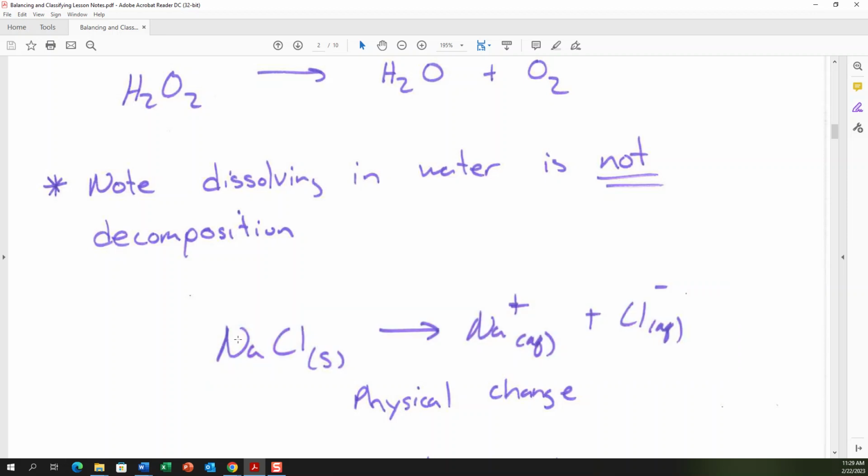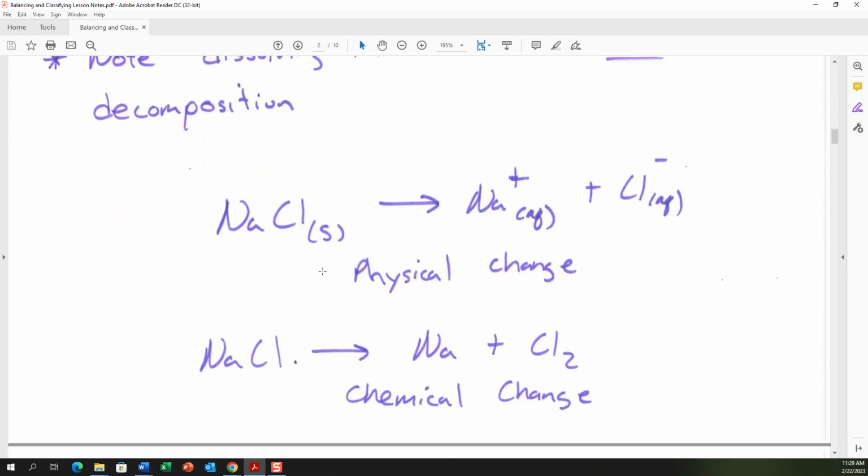And notice, it's just sodium ions, chloride ions. If this were decomposition, it would have to be sodium, not +1, just neutral sodium, and then Cl2 because it's diatomic. Okay, so just watch out for that. That's not a decomposition reaction.